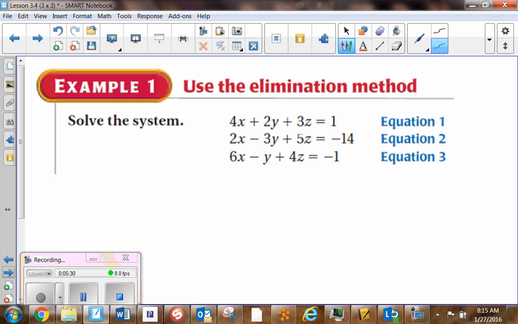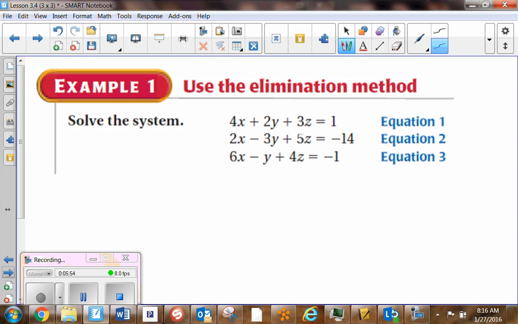And the first thing I'm going to do is look and see, are there any natural eliminations between any of the x's? Are any of the x's opposite from one another? No. Are any of the y's opposite from one another? No. Any of the z's? No. So there's no natural way to start eliminating. So honestly, you just choose.